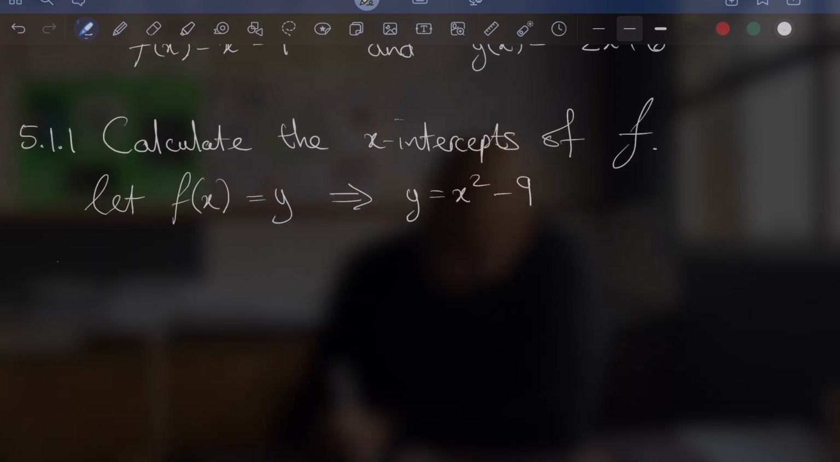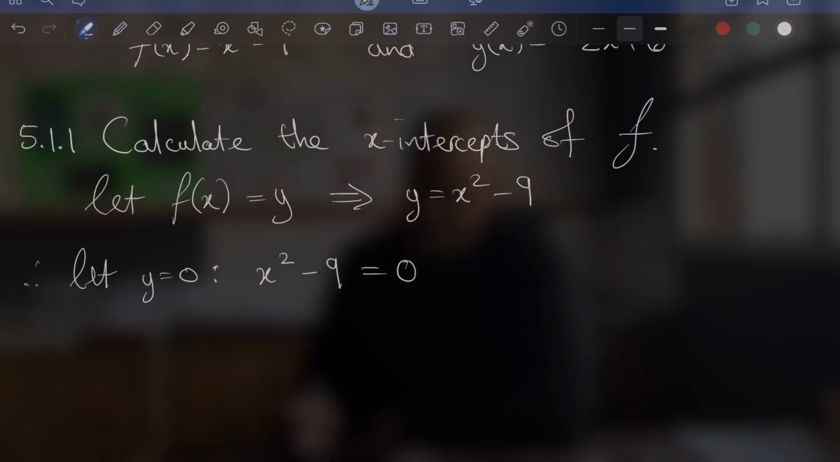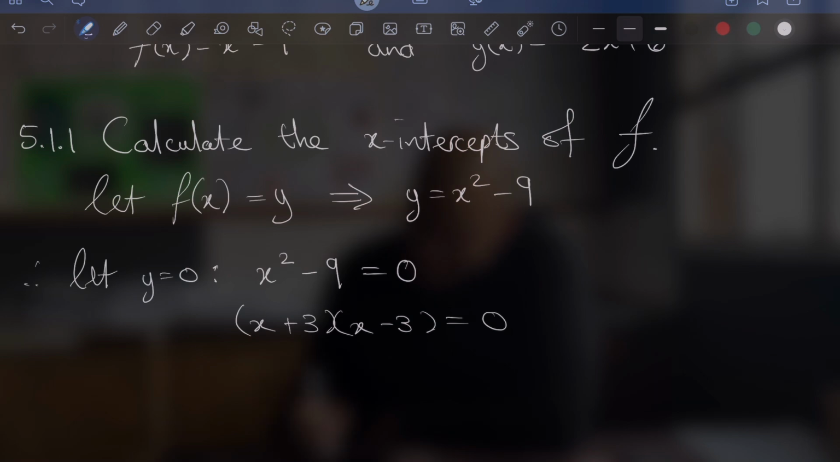So I'm going to say let y equal to 0, so I can work out my x-intercept. So that means I'm going to have x squared minus 9 equal to 0. And this is a quadratic equation. I've got x to the power of 2 here. So I'm going to factorize, and I'm going to have the first term factorized as x and x. And of course, we know this will be plus 3 and minus 3. So we know that x is going to be equal to negative 3, or x will be equal to positive 3.